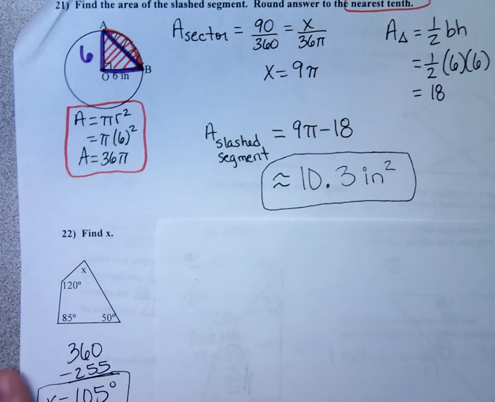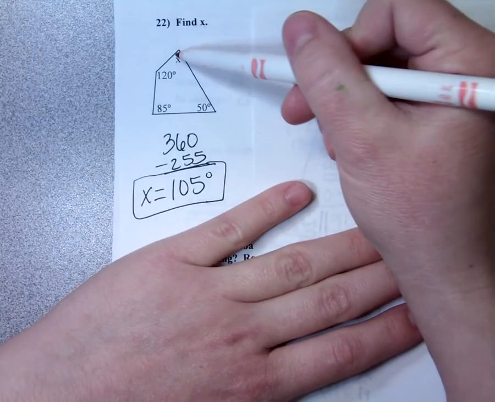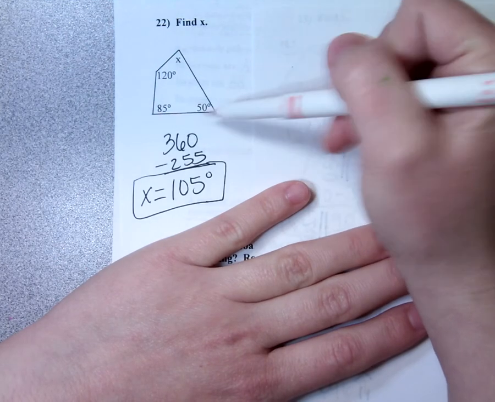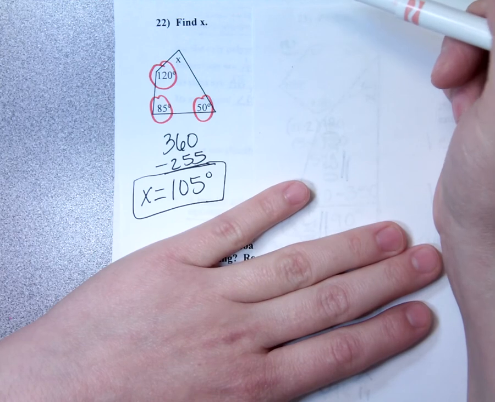Okay, these next ones. Number 22. This is a four-sided figure. I know all four angles add up to be 360, so then I add the ones they give me, and I subtract from 360.